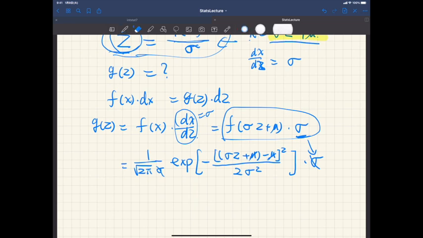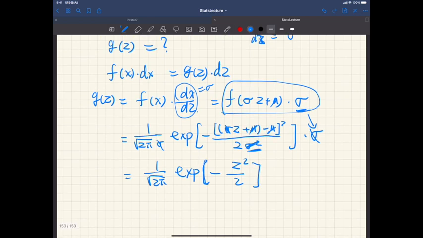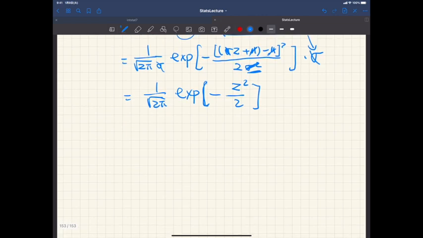So we have sigma z squared, but we have sigma squared here in the denominator of the exponential. So this sigma is cancelled by this sigma. So after all, we have square root of 2 pi exponential of z squared over 2. So what is this density function? This is the density function of the standard normal distribution, right? So the mean is 0 and the variance is 1.